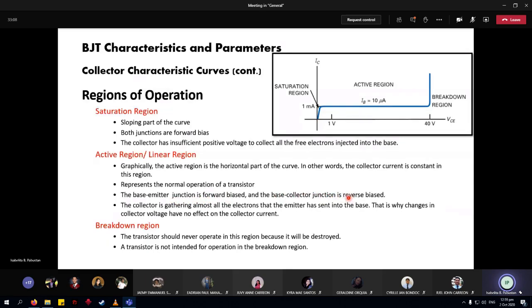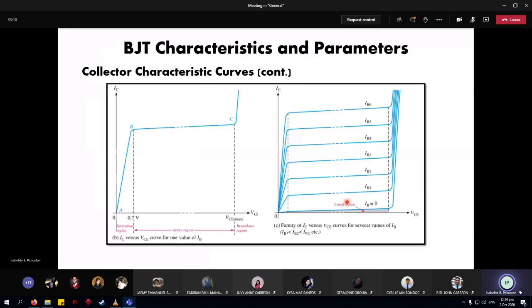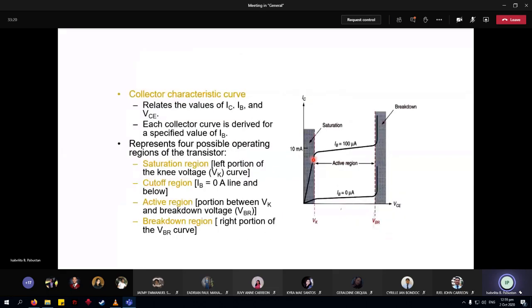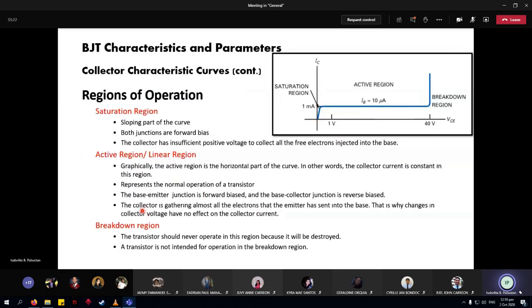bias only when we change the resistor to 400 ohms. Okay? This is assignment number 3. This represents the normal operation of a transistor as an amplifier.